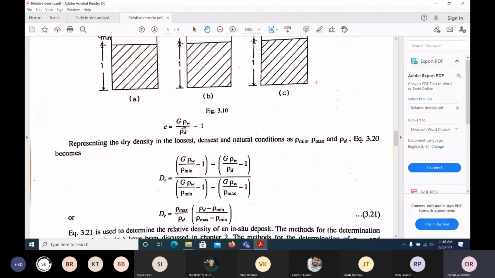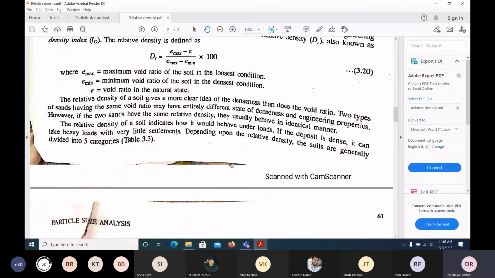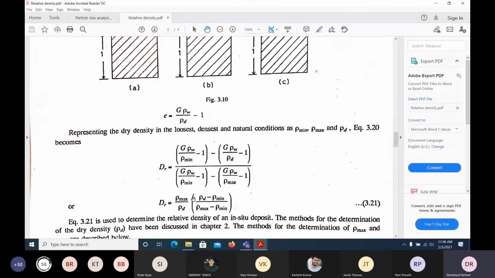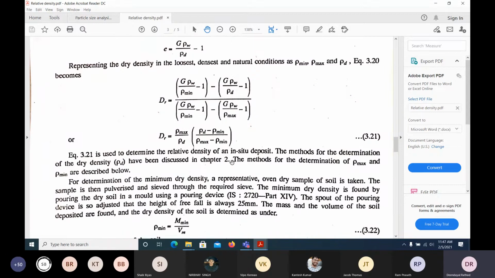e is equal to G gamma w by gamma d minus 1. Okay, this is e max minus natural e, this is e max minus e min. Okay, there's a mistake here. So what we are writing here is in density terms. What you have written in density instead of void ratio, this is the definition of void ratio. e can be written like this, and can be substituted here.